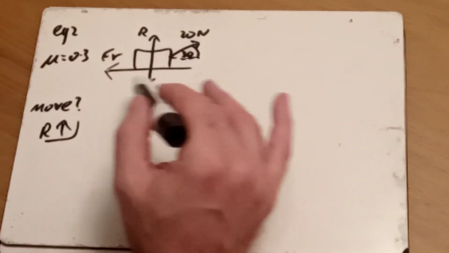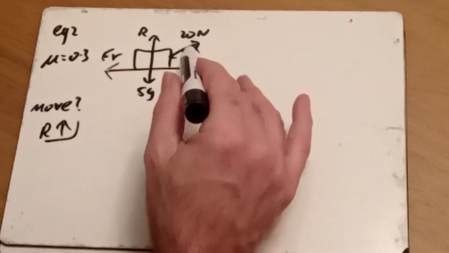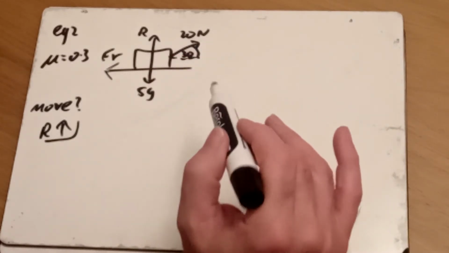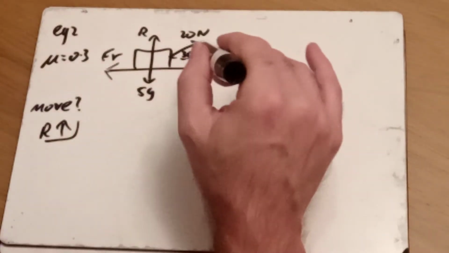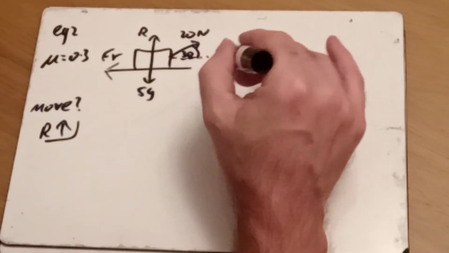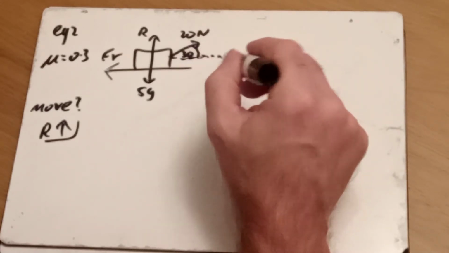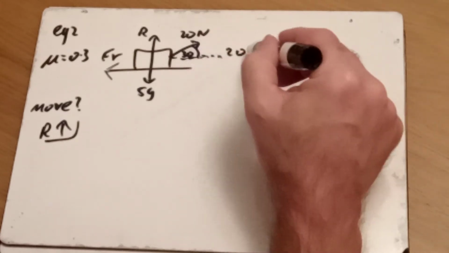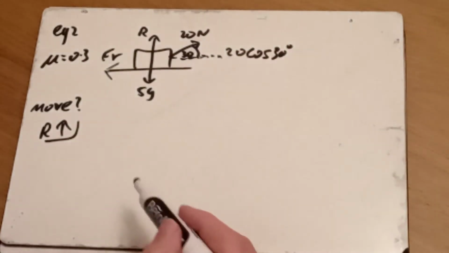I can work out the value of R, I can times it by 0.3, I can work out the maximum value of friction, I can compare that with the horizontal component of this 20 newton force. Talking of which, to help me resolve vertically, and because I'm going to use it later on, I'm going to extend this and write on my diagram the horizontal component of the 20 newton force. It is 20 times cos of the angle that we go through, which is 30 degrees.